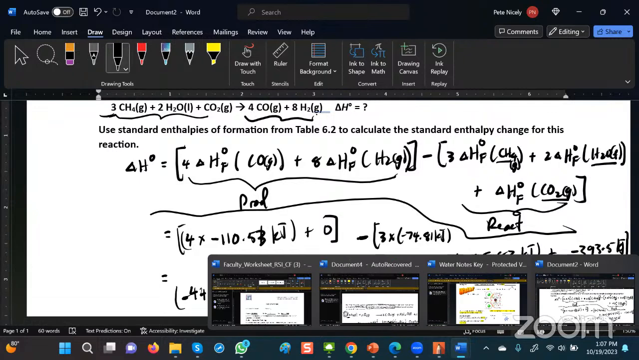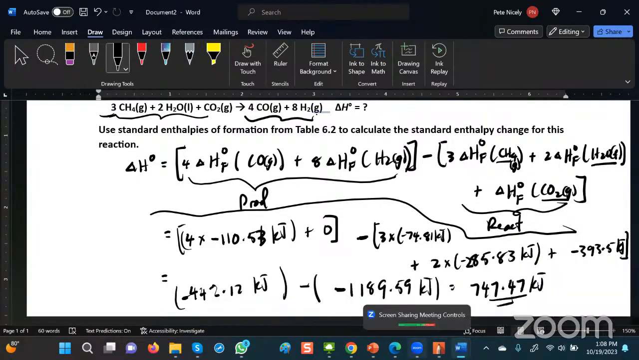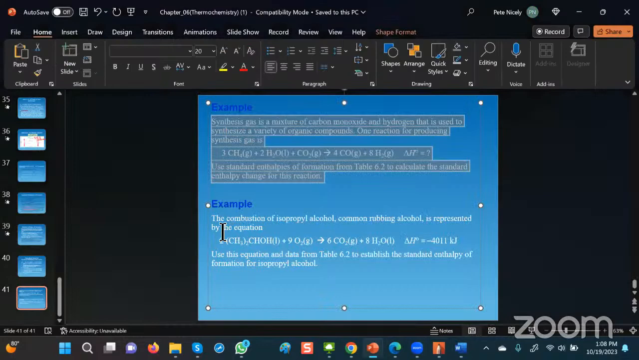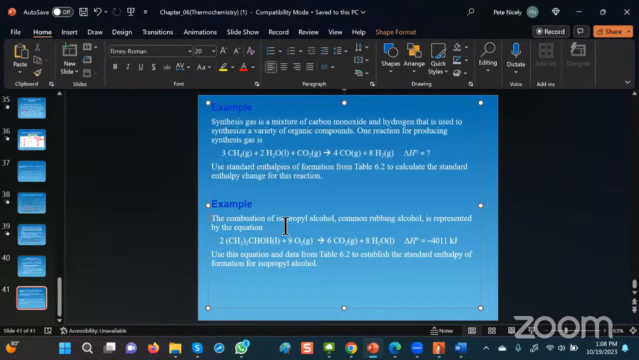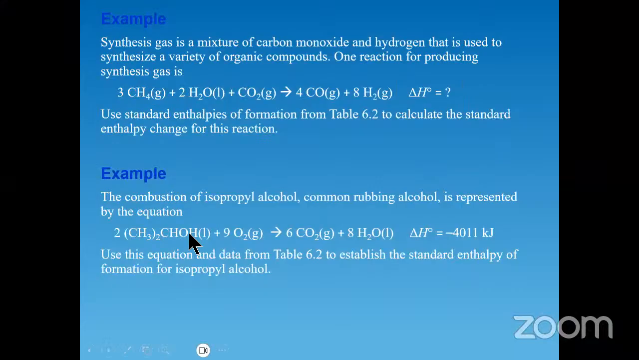Now what I'm going to do is go back to the PowerPoint here. There's another problem here, and I'm going to leave you to try this on your own, right? I won't do it today. But if you have any problems while doing this, let me know. But let me try to explain what this example is all about.